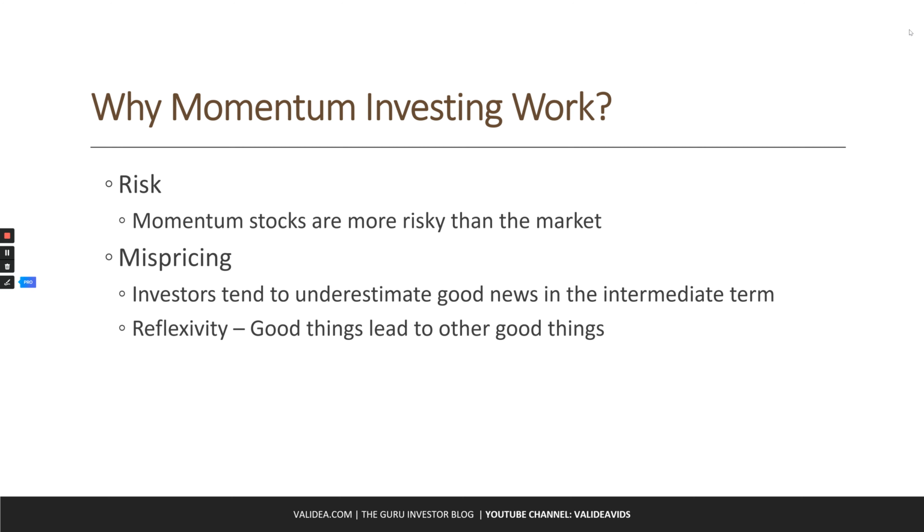There are several explanations as to how this might happen. The first is that investors tend to underestimate good news about companies in the intermediate term, and so they underprice momentum stocks. When the market realizes this mispricing, it drives up the price of momentum stocks and delivers an excess return for momentum investors. Another explanation is reflexivity, which in simple terms means that good things lead to other good things. As an example, if a company's stock does well, it can use that higher price to issue stock and fund its business. It is also more likely to attract top talent, which helps it continue to grow.